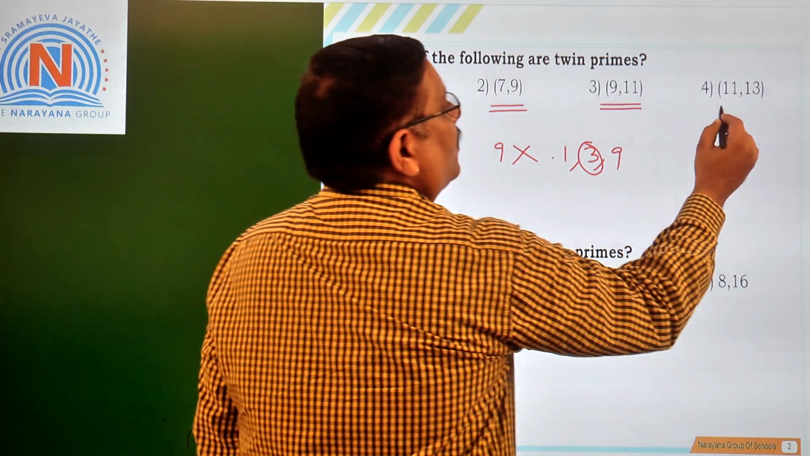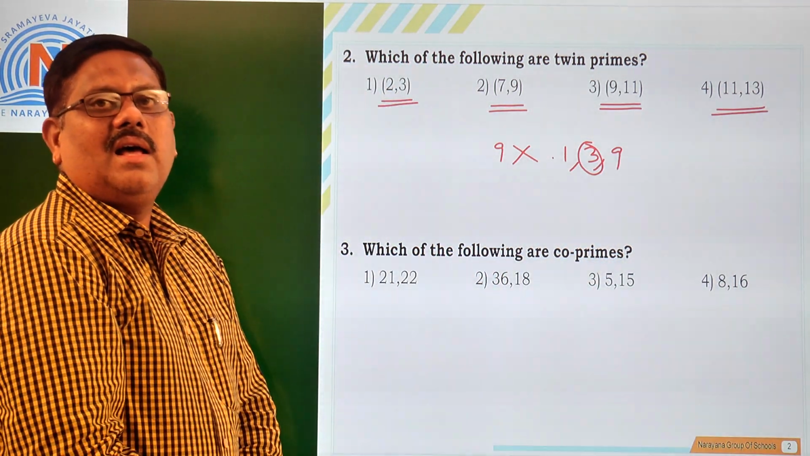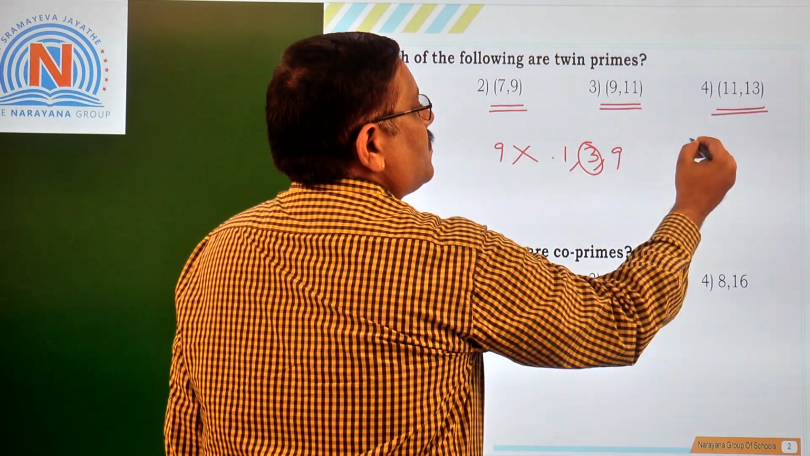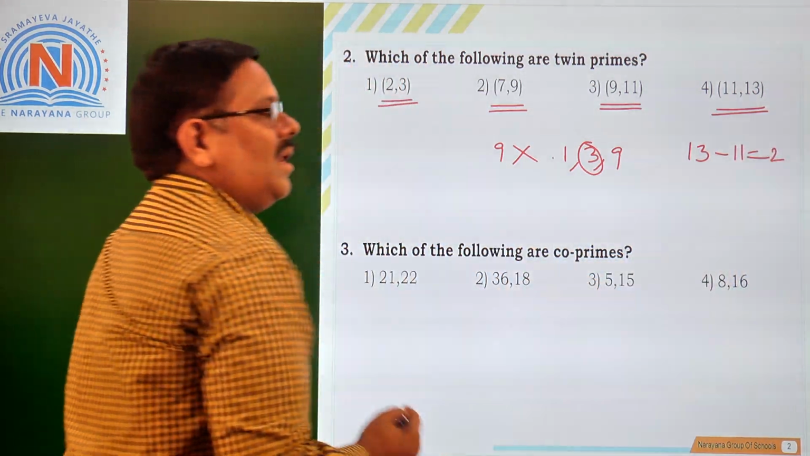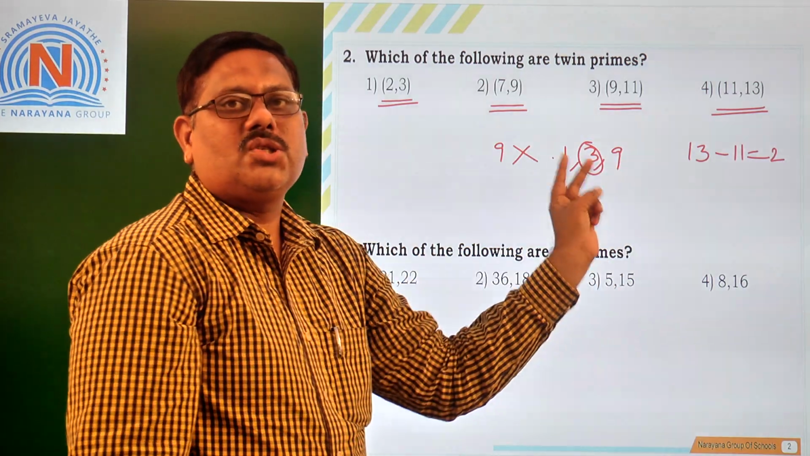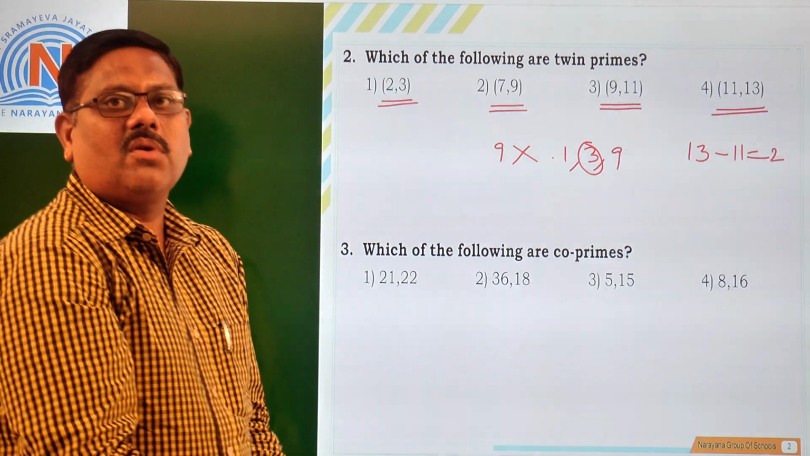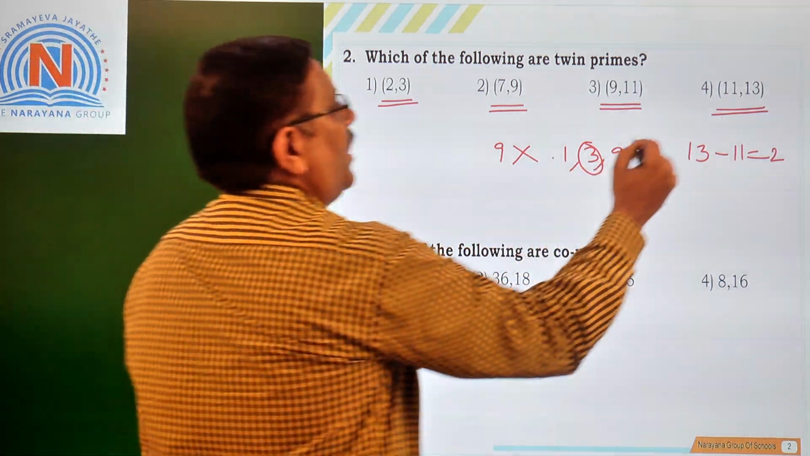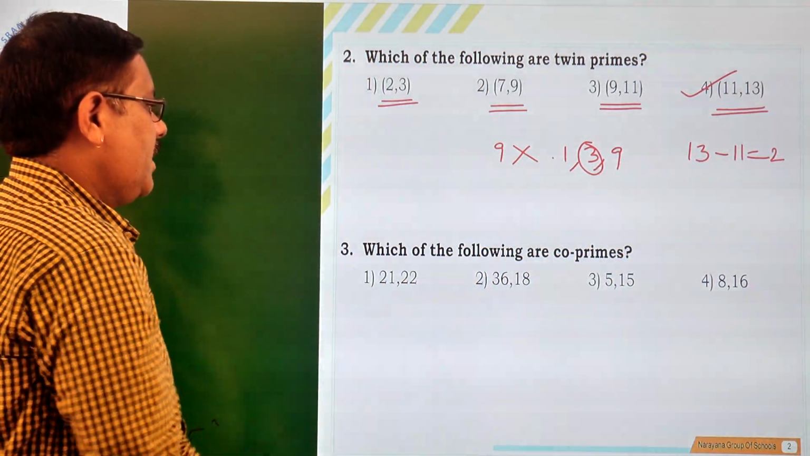Look at the 4th option, that is 11 and 13. 11 is a prime number as well as 13. Both are prime numbers and the difference between 11 and 13 is 2. So, among the 4 given options, the 4th option, that is 11 and 13, we can call twin primes. So, the right option is the 4th option. Now, we will move to the next question.